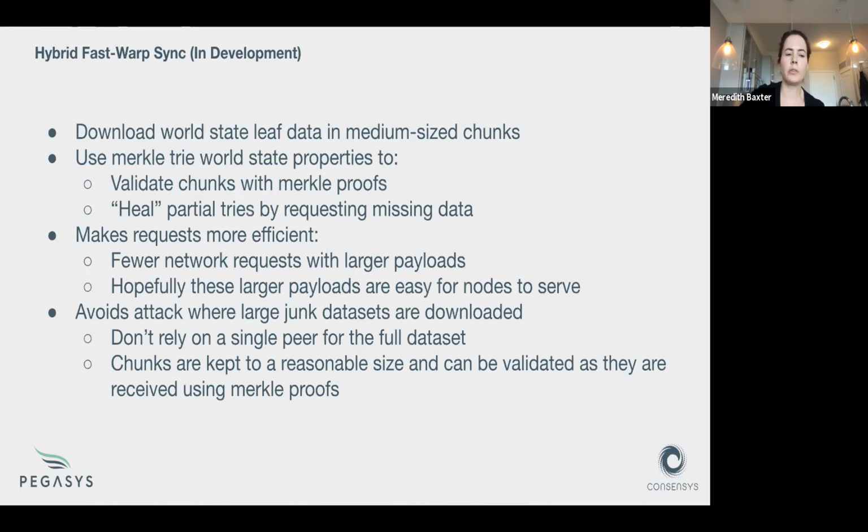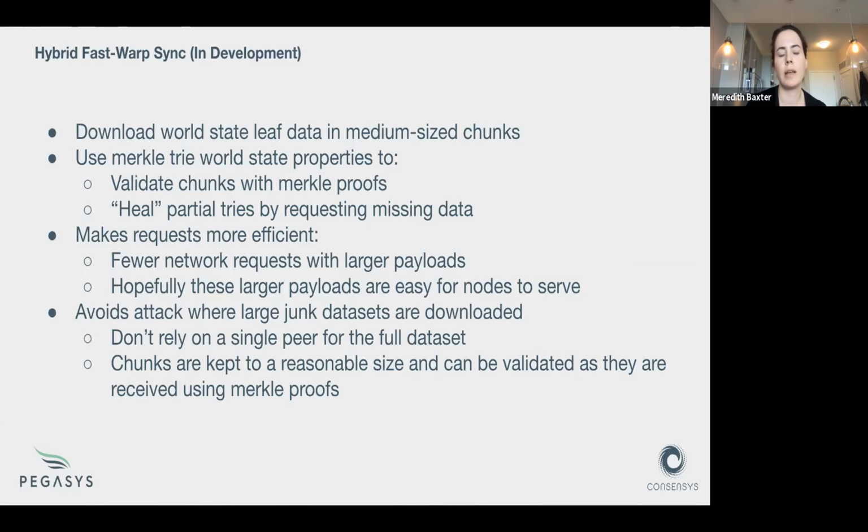So there are a bunch of alternative hybrid fast-warp sync algorithms that are in development. The idea is to try and take the best of both worlds. We like the idea of downloading world state leaf data and not downloading all these intermediate nodes if we don't have to. So that's a little bit less that we need to download. But instead of doing it all in one shot, the idea is to download reasonably sized chunks.